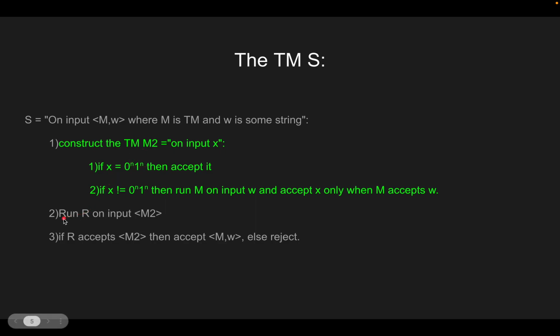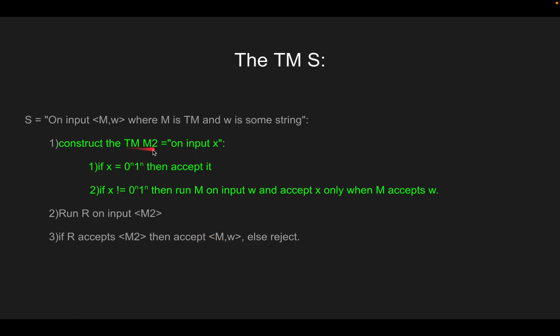So we give M2 as the input to the Turing machine R. If R accepts M2, that means M2 is regular. Based on our discussion, M2 will be regular only when M accepts w. If that is the case, then M accepts w, so we accept the input M comma w. If that's not the case, if R rejects M2, that means M2 is non-regular. M2 will be non-regular only when M rejects w. So we will reject the input.